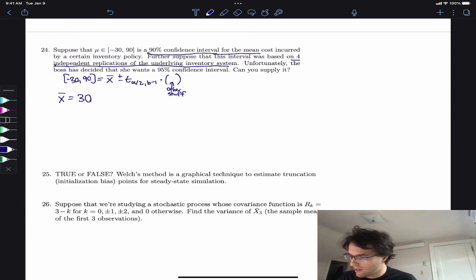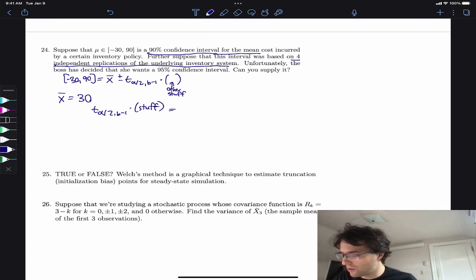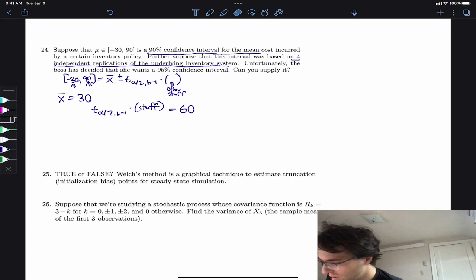And so that tells us that basically this t alpha over 2 comma n minus 1 times stuff, which, like I said, is like the variance and stuff, this thing has to equal 60, because you take 30 plus 60 and you'll get your 90, and you take 30 minus 60 and you'll get negative 30. So that's where we're at here. We have this 60 value.